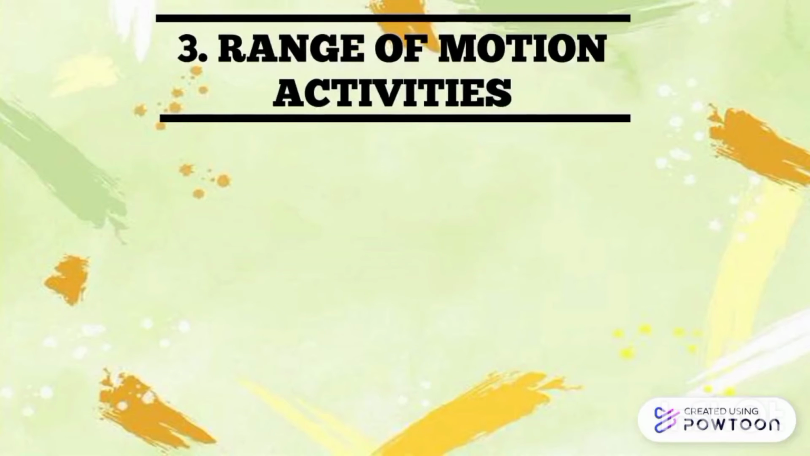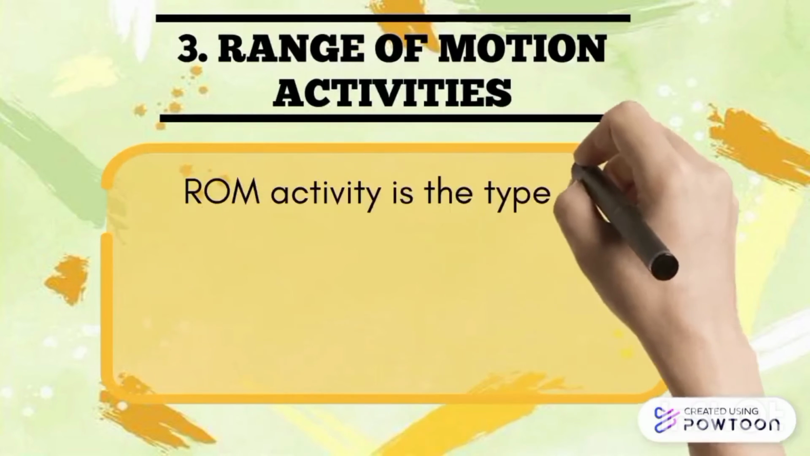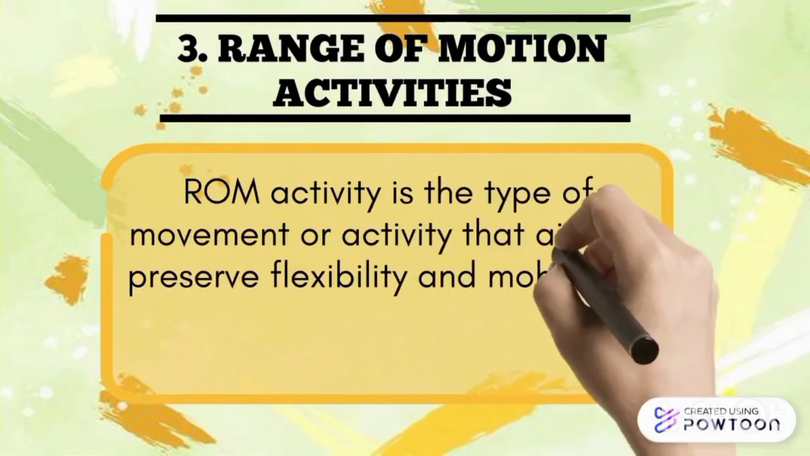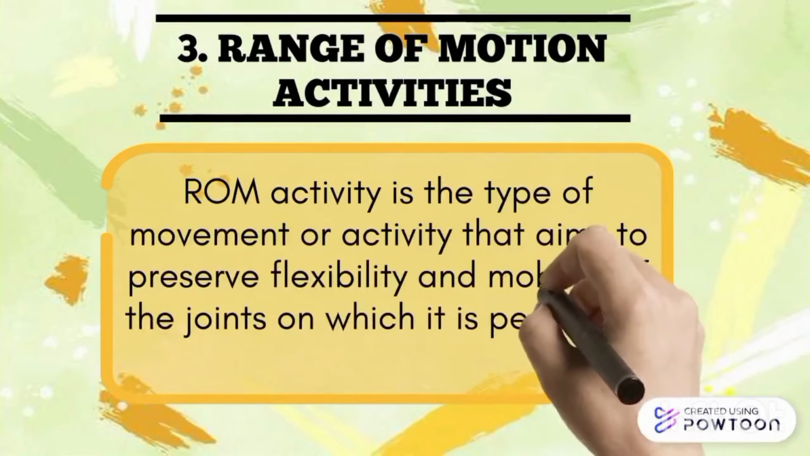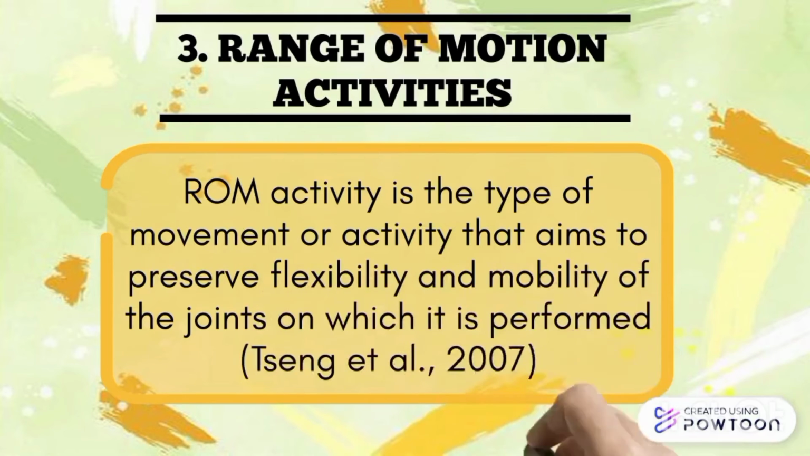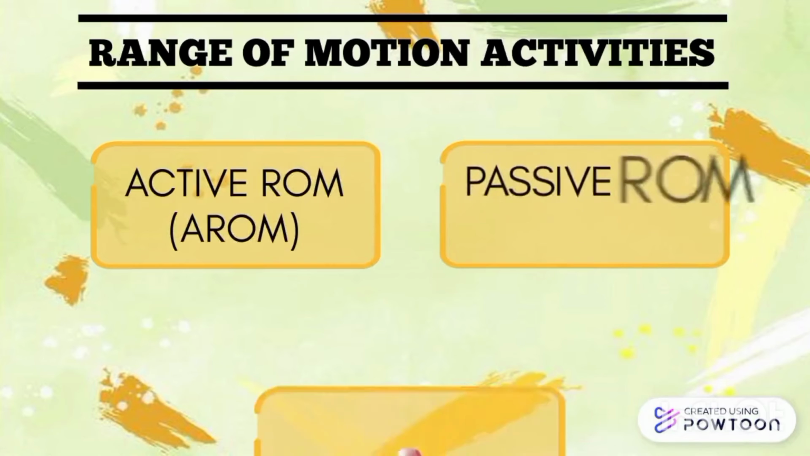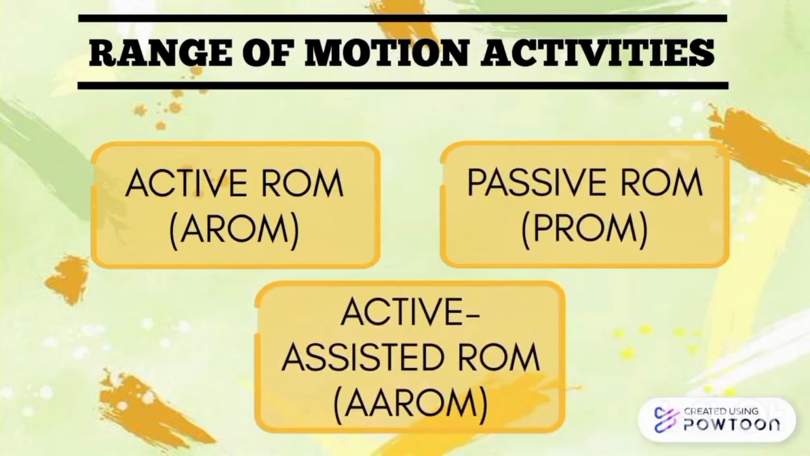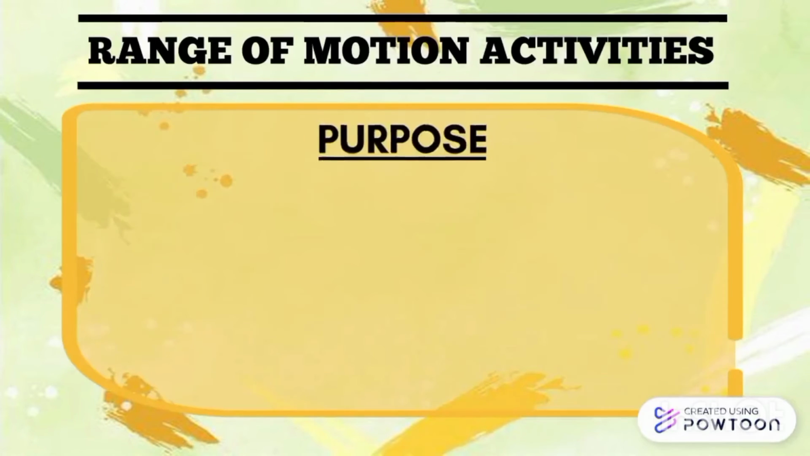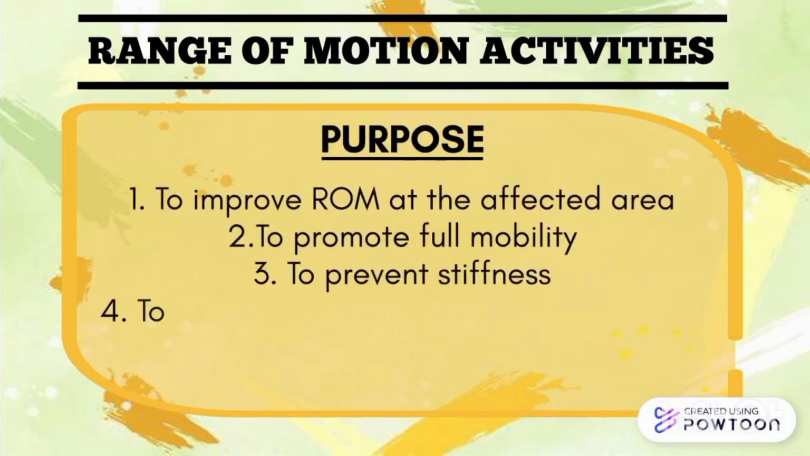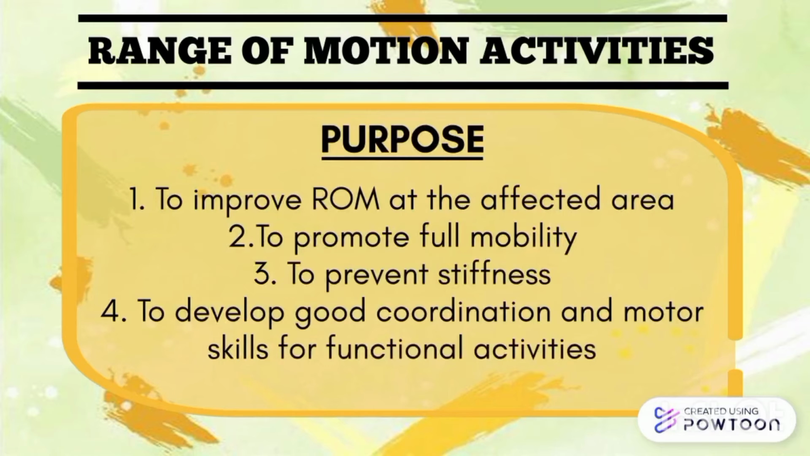The third intervention is range of motion activities. It is the type of movement or activity that aims to preserve flexibility and mobility of the joints on which it is performed. There are three types of ROM activities: AROM, PROM, and AAROM. The aims for this intervention is mainly to improve ROM at the affected area, to promote full mobility, to prevent stiffness, and to develop good coordination and motor skills for functional activities.